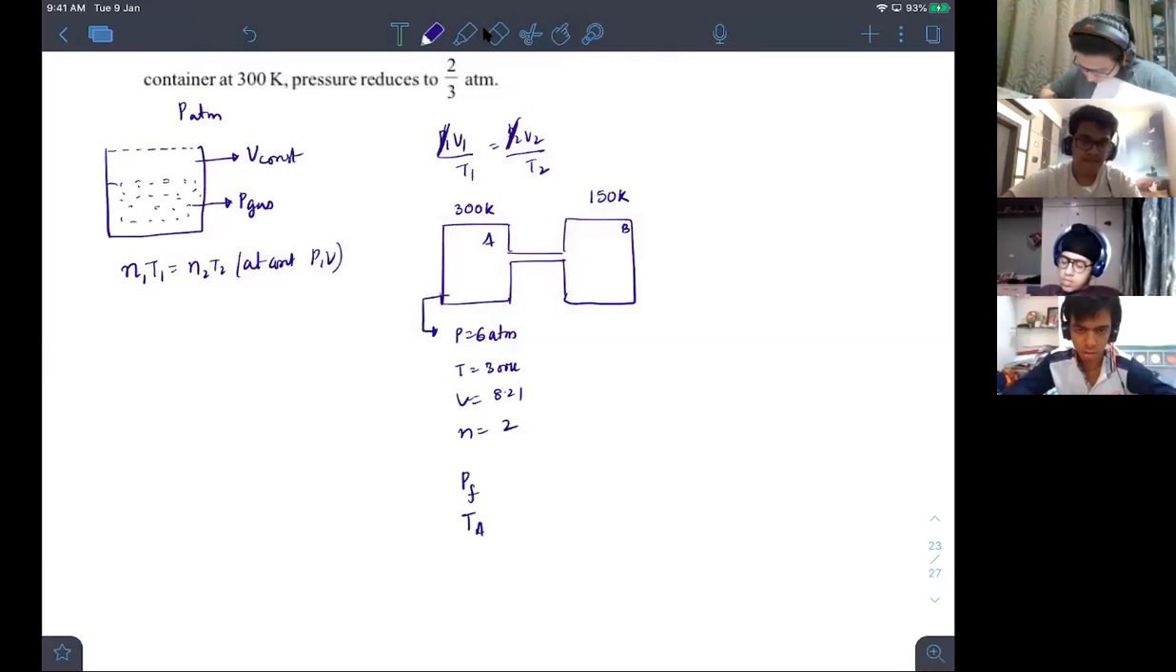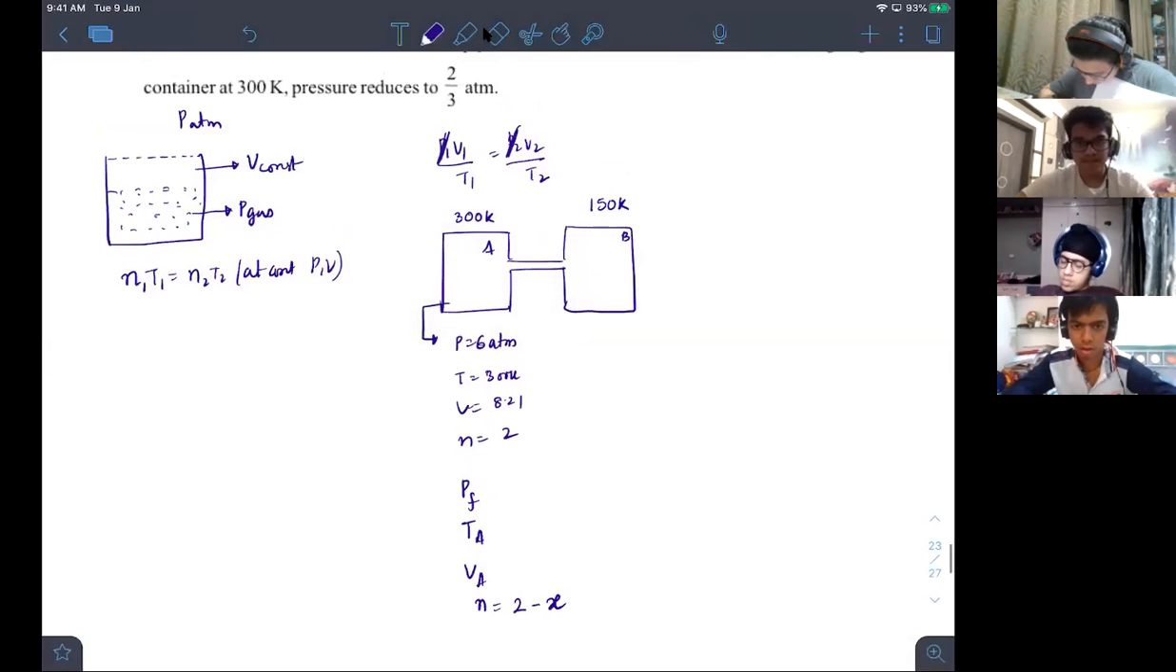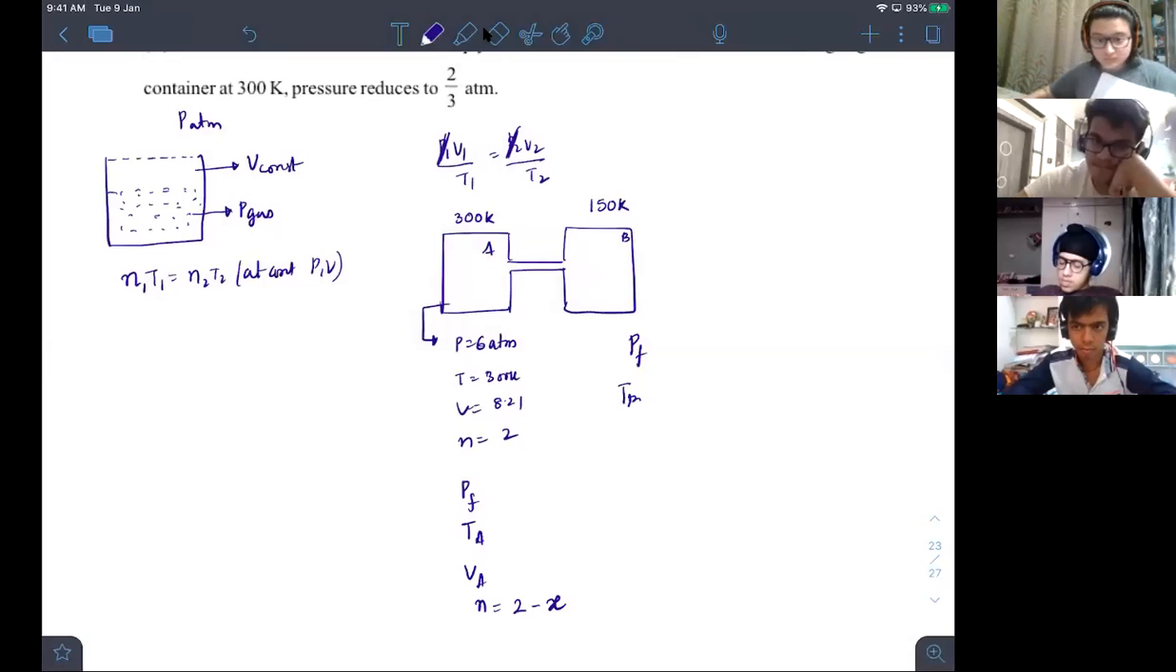This I'll call TA. Volume will remain the same here. Number of moles will change; some X moles will be lost. The same thing will happen in case B. So final pressure will remain the same, temperature will remain the same as TB, and volume is the same as that of A. So both of the volumes are the same. Number of moles here are X.